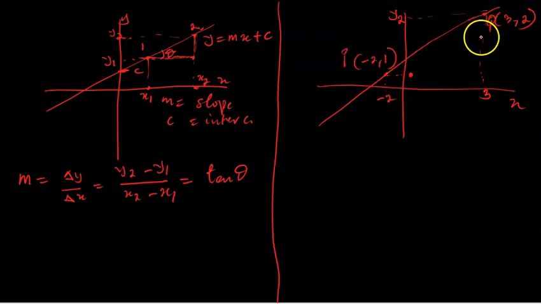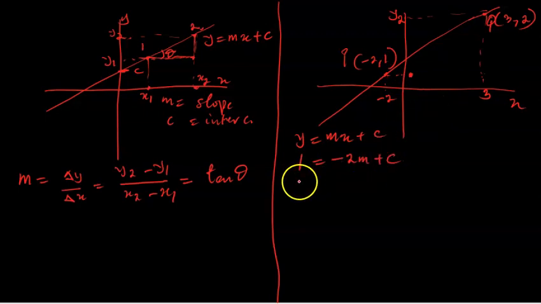Now, if I'm asked to find the equation of this line, the line is also characterized by y equals mx plus c. My y for point 1 is 1, so I can put 1 equals minus 2m plus c. For point 2, my y is 2 and my x is 3, so I have 2 equals 3m plus c. Now, I can solve these equations simultaneously. Let's use the elimination method. Let's call this equation 1, and this equation 2.